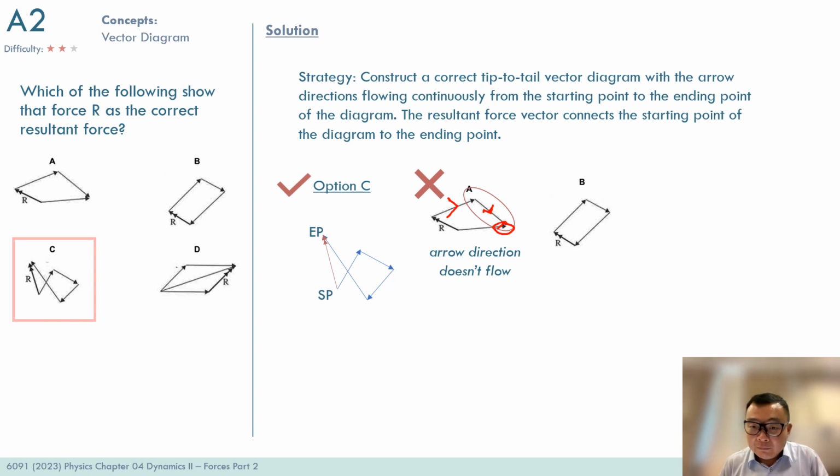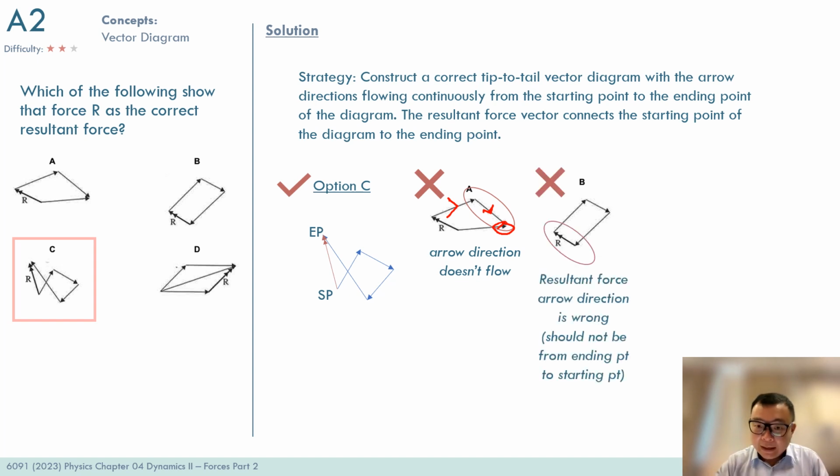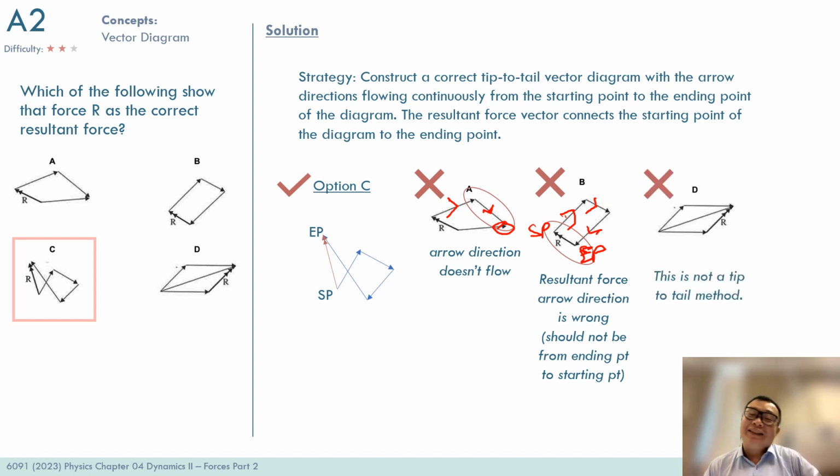Okay, for option B, the error is in the direction of the resultant force. So the first vector is going up in this way. We continue on adding the second vector, and then lastly the third vector. So far so good. The starting point is here, the ending point is here, and the resultant vector should be from the starting to the ending point, not the other way around. So that's why B is wrong, and option D is not a tip-to-tail method.